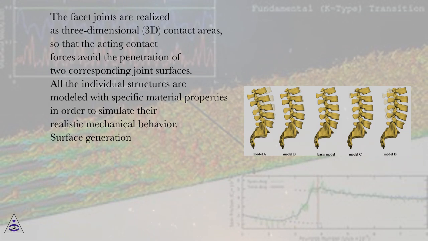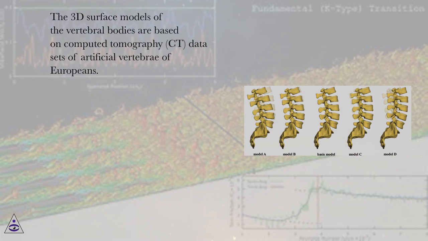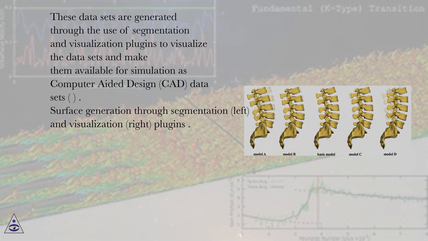Surface generation. The 3D surface models of the vertebral bodies are based on computed tomography, CT, data sets of artificial vertebrae of Europeans. These data sets are generated through the use of segmentation and visualization plugins to visualize the data sets and make them available for simulation as computer-aided design, CAD, data sets. Surface generation through segmentation, left, and visualization, right, plugins.